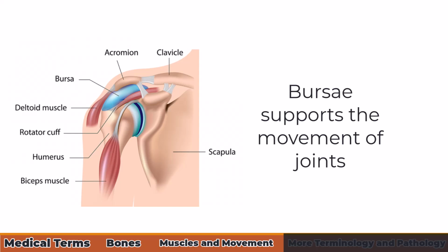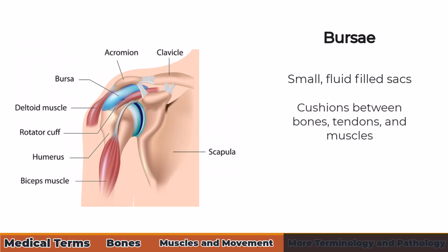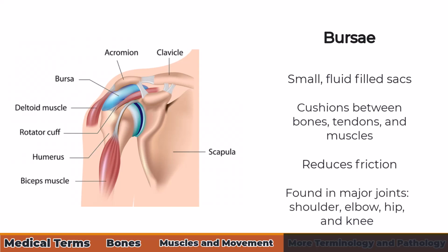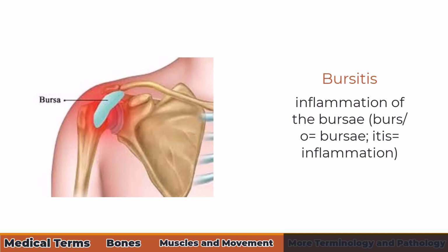Bursae also support movement of synovial joints. These small fluid-filled sacs act as cushions between bones, tendons, and muscles to reduce friction and allow smooth movement. They're found throughout the body, particularly around major joints like the shoulder, elbow, hip, and knee. Inflammation of a bursa is called bursitis. It can be quite painful.